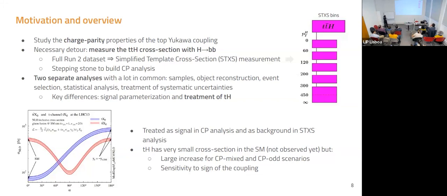And this is what you see on this plot here. On the y-axis, you see the cross-section. On the x-axis, you see alpha, which is a CP mixing angle. And you see the cross-section for TTH in red and for TH in blue. You can see that TTH is symmetric around alpha 90 degrees, while TH is anti-symmetric. And so this means that in the CP analysis, we treat TH as a signal, and in the STXS analysis, this is a background.